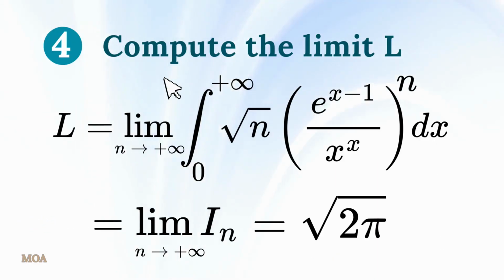Now, let us compute the limit L. The integral denoted L equals the limit as n approaches infinity of the integral from 0 to infinity of the square root of n times the exponential of the quantity x minus 1 divided by x raised to the power x, all raised to the power n times dx. After applying Laplace's method, this equals the limit as n approaches infinity of the integral I sub n, which equals the square root of 2 pi.